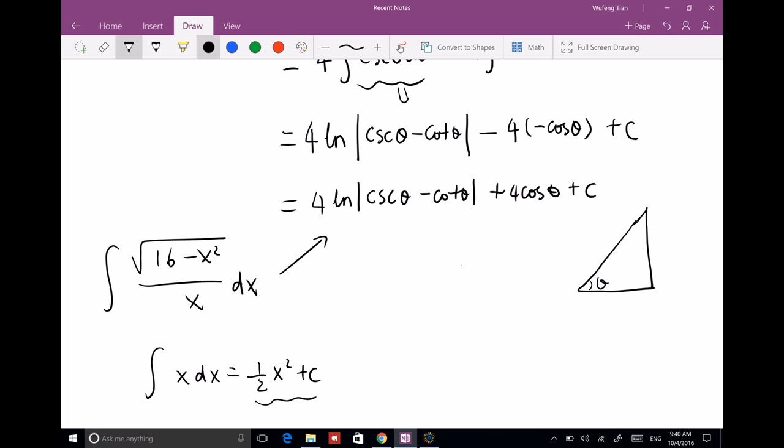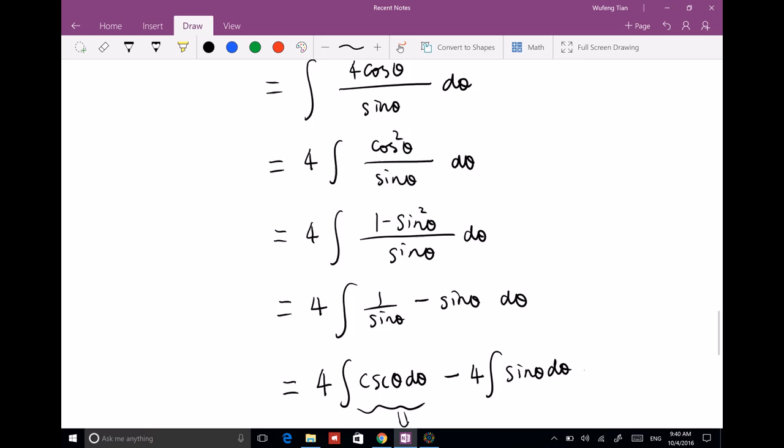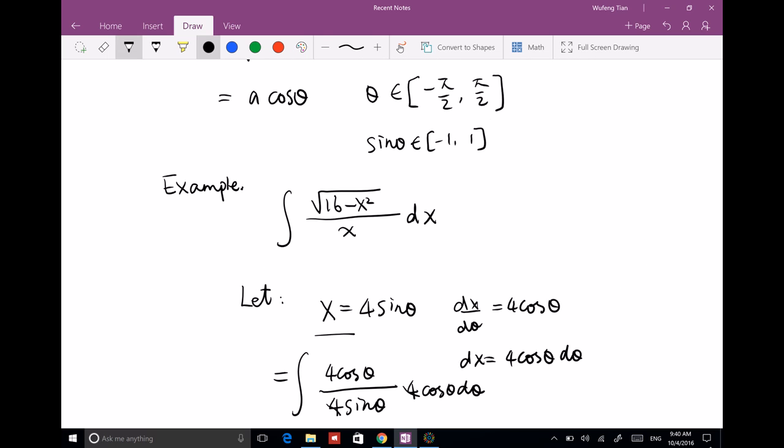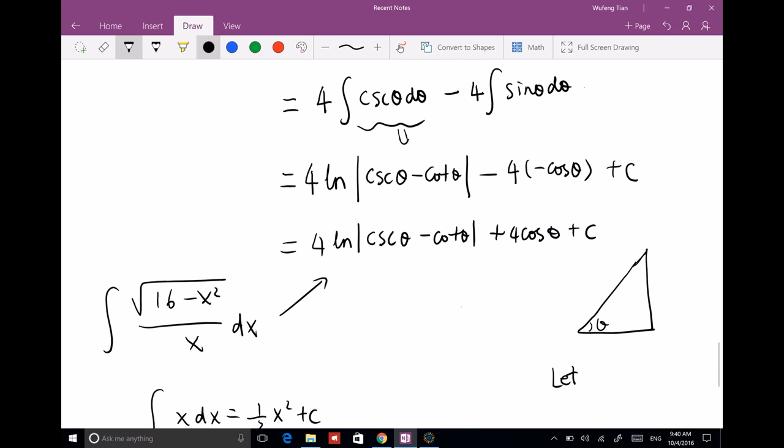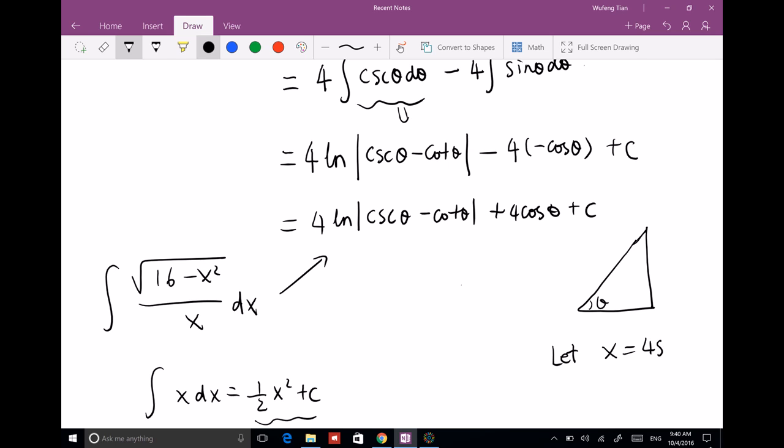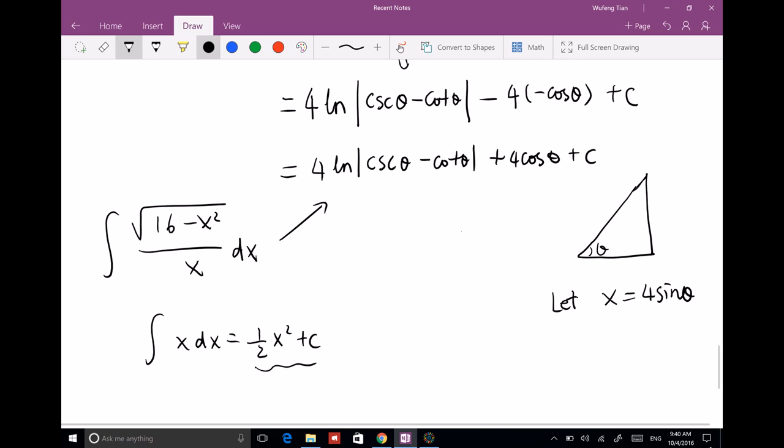So this is the theta. Suppose we draw a triangle. This is what we do, right? At the beginning, we let sine theta equals... wait, let me see what we assumed. We assume x equals 4 sine theta, right? Now, this is theta. Then I can divide both sides by 4. So sine theta equals x divided by 4.